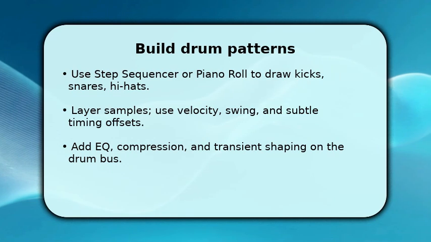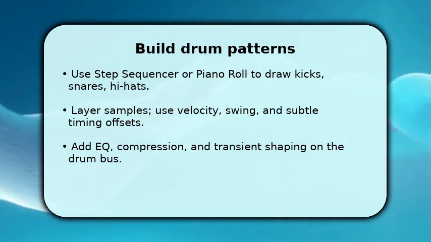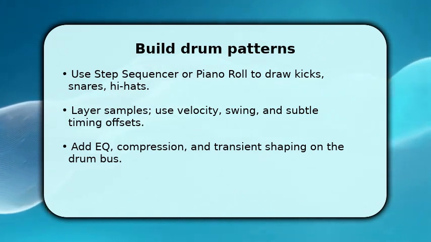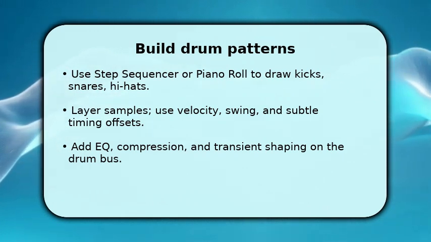Program a strong kick and snare pattern using the step sequencer for quick iteration or draw in the piano roll for precise control. You'll adjust velocities and add swing to humanize the groove. Layer a secondary sample under the kick or use parallel routing to thicken the sound. Then make sure to insert EQ and compression on the drum bus, plus a transient shaper if needed, so the beat punches through the mix and sits with energy.